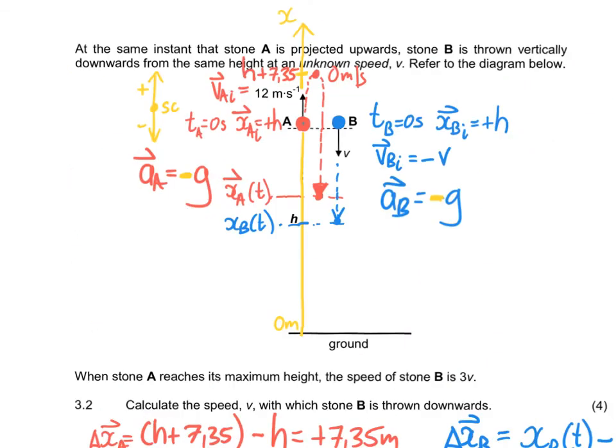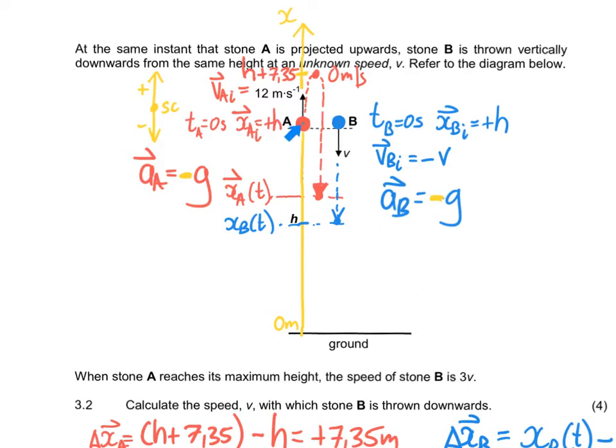Now we read, at the same instant that stone A is projected upwards, stone B is thrown vertically downwards from the same height at an unknown speed V. Refer to the diagram below. When stone A reaches its maximum height, the speed of stone B is 3V. Now, this can be quite challenging and it can seem confusing if you do not draw a sketch, and if you do not use a data list for each object.